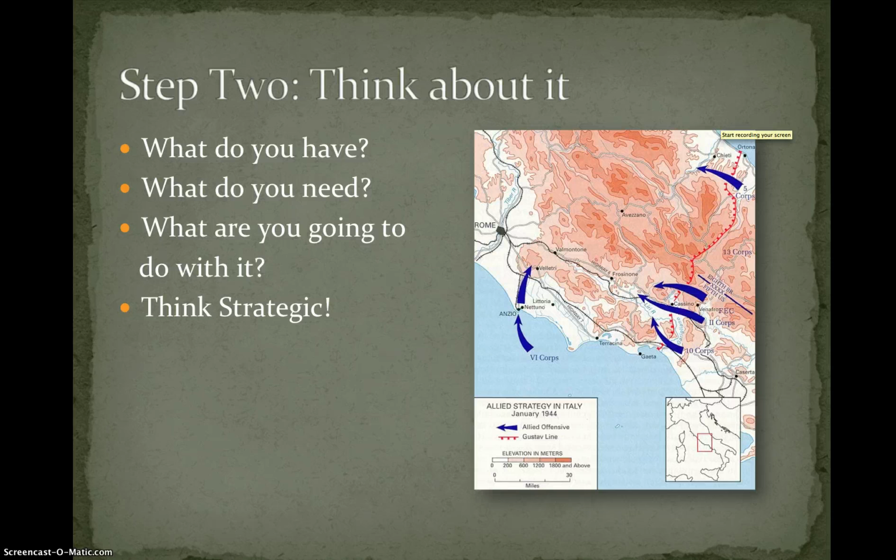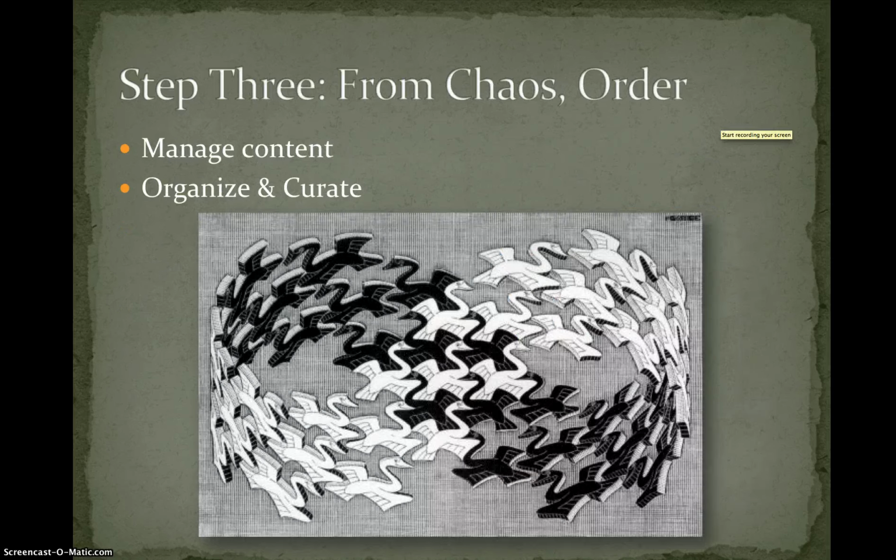So step two, that's where the strategy comes in. You think about it. You figure out what you have in your inventory, what content you have. You figure out what you need. You figure out what needs to be rewritten, what needs to be written anew, what needs to be edited, what needs to be dropped. And you sit down and you say, this is the content we have. These are our audiences. This is what we need to do with it. Once you've done all that, you've gone from that massive chaos into something that's ordered.